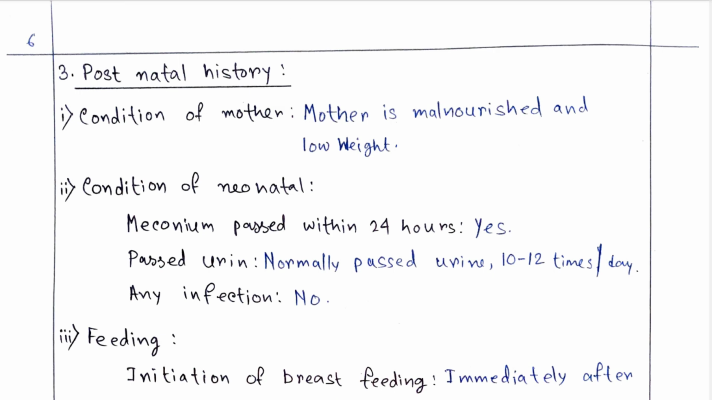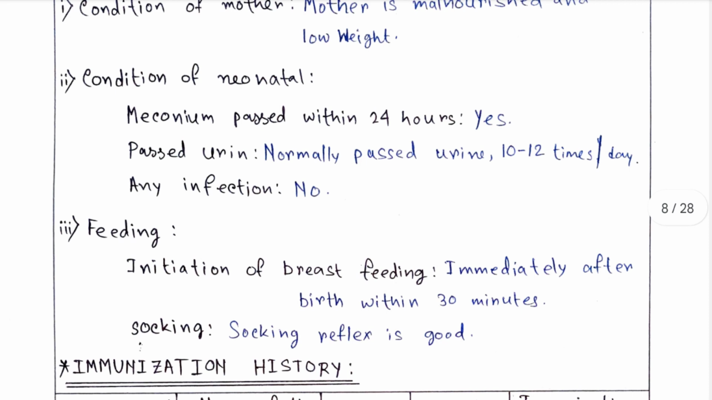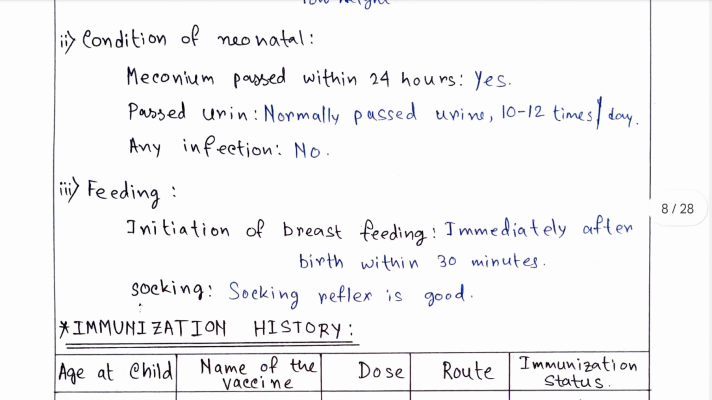Next, the third point is postnatal history under birth history. First point is condition of mother, condition of neonate, meconium passed within 24 hours, yes, passed urine normally, any infection? No. Next is feeding. Initiation of breastfeeding immediately after birth, within 30 minutes. Next is sucking. Sucking reflex is good.